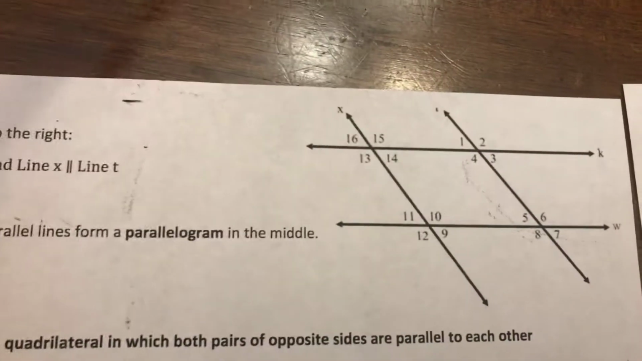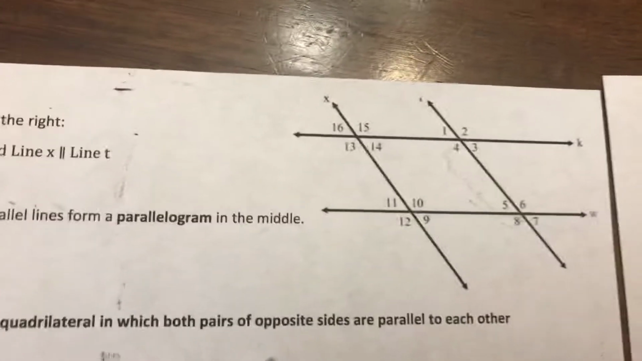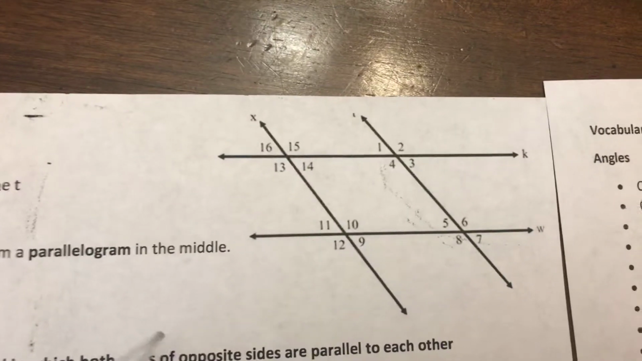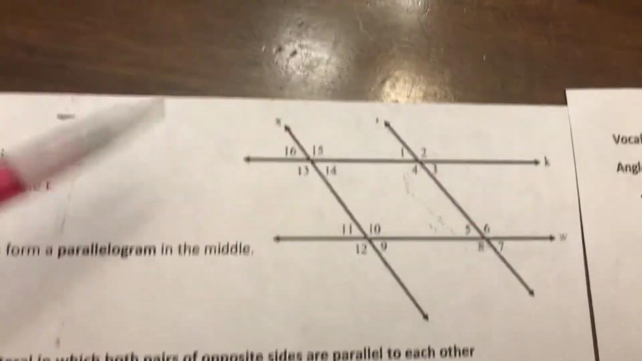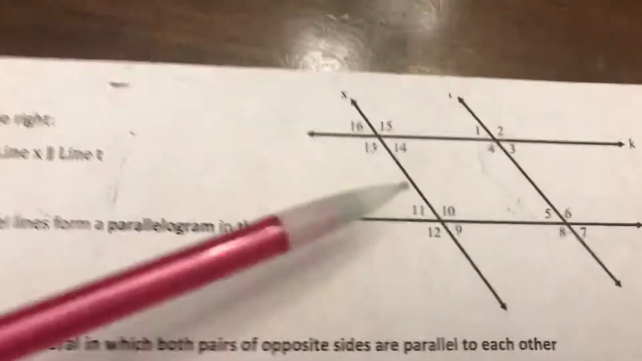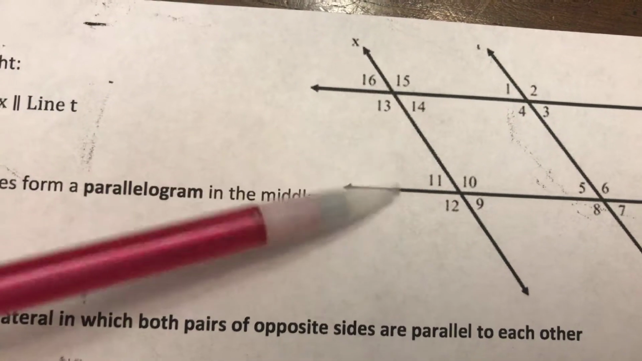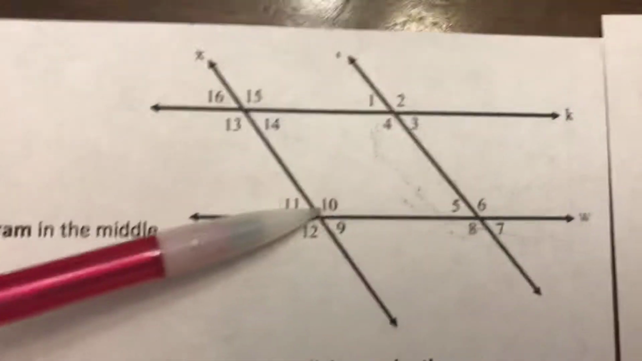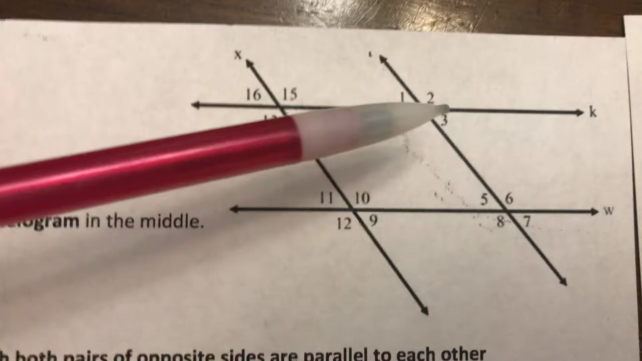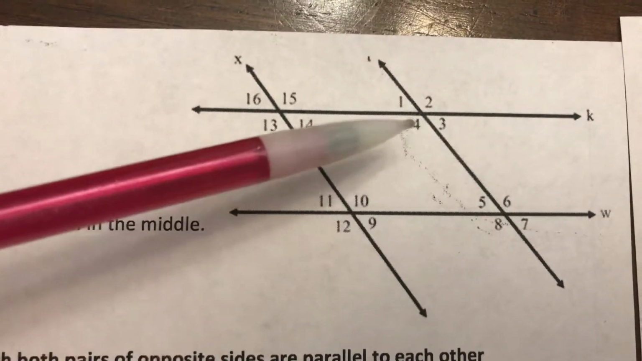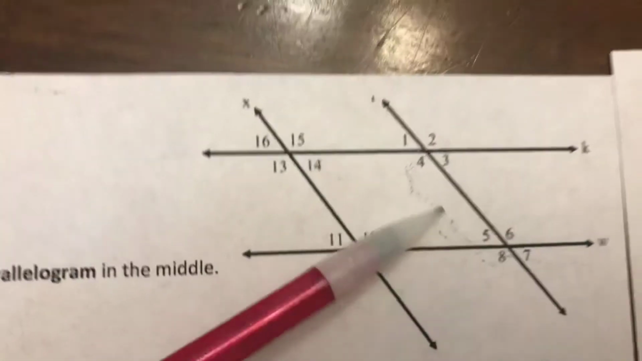Alternate interior angles are an angle pair formed by two parallel lines and a transversal that is between the parallel lines and on alternate sides of the transversal. So examples of alternate interior angles would be 13 and 10, 14 and 11, 10 and 8, 5 and 9, 4 and 6, 3 and 5, 4 and 15, and 14 and 1.